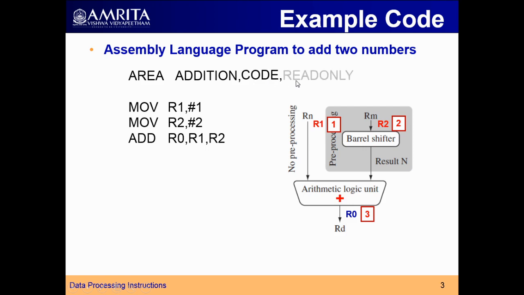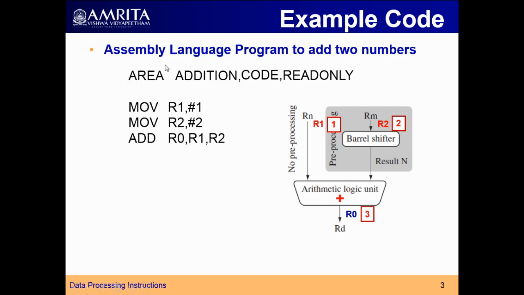Third parameter is the attribute, what operation you are going to do. This attribute can be either read only or read write. In my case, I am going to write this program with an attribute read only. So this keyword also you cannot change. Either you should write it read only or read write. In my case, I am going to make this program as read only.